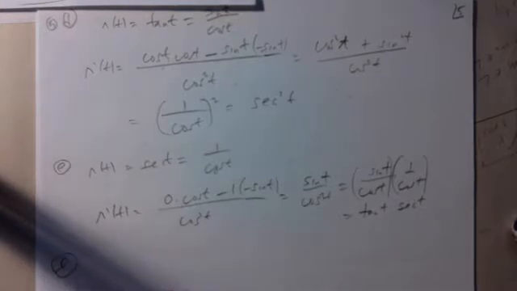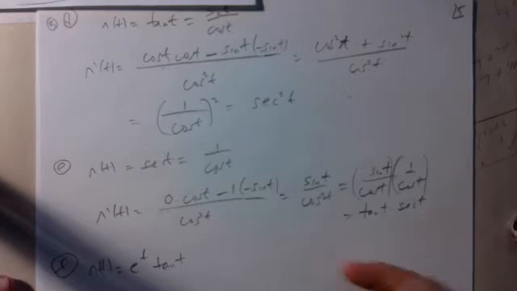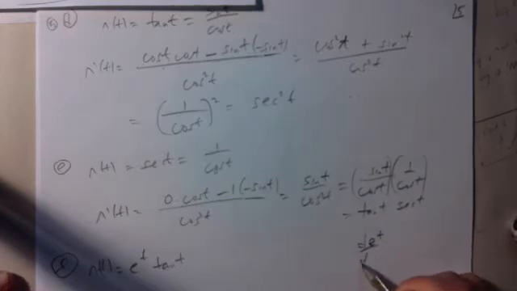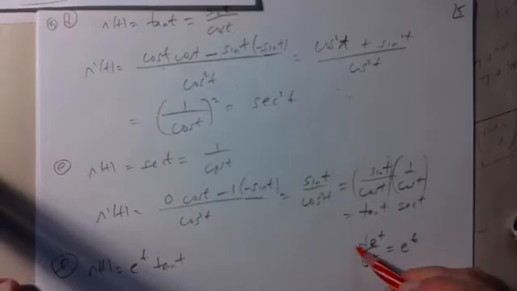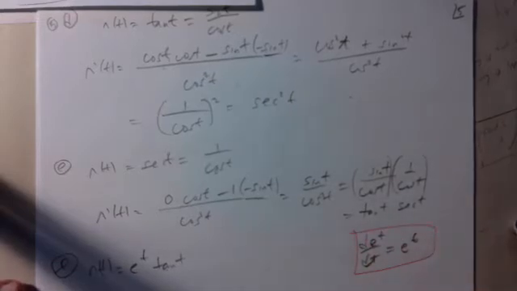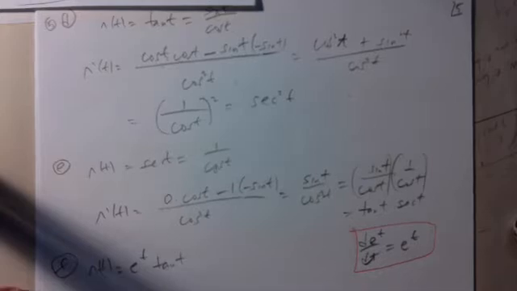F, we have a product of two functions. R of t is e to the t times the tangent. And the very important differentiation rule for the exponential function is the derivative of e to the t is e to the t. The exponential function is the unique function whose derivative is equal to itself.